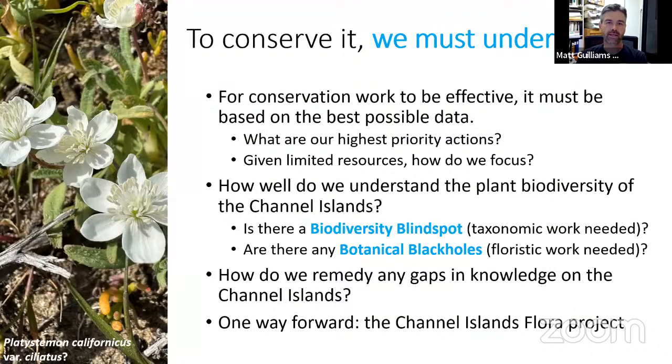So here at the Garden, as a nonprofit really organized around preserving California's plants and the ecosystems they form, we're responding to this statement: to conserve it, we must understand it. And the argument's really simple. For conservation work to be effective, it has to be based on the best possible data, right? What are our highest priority actions? We can't really answer that if we don't have good data. And given our limited resources, how do we focus?